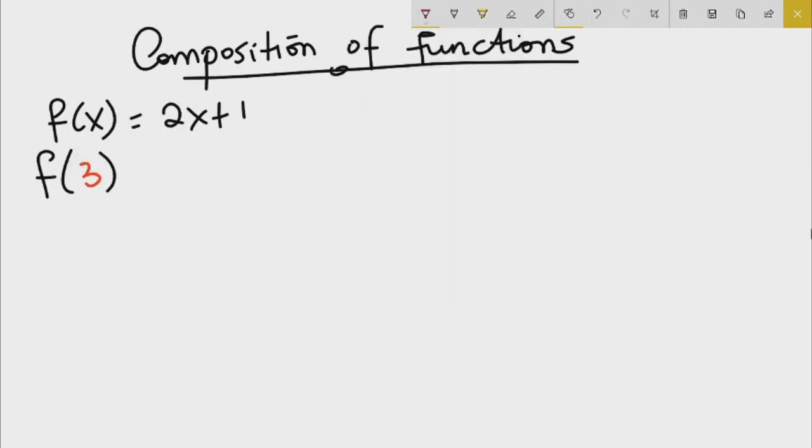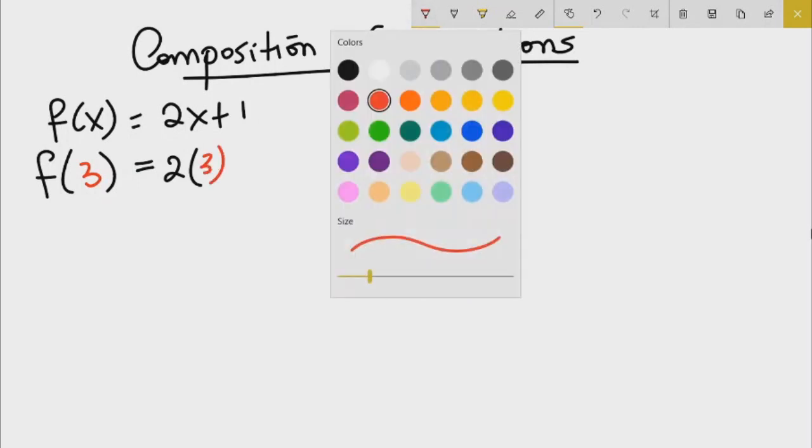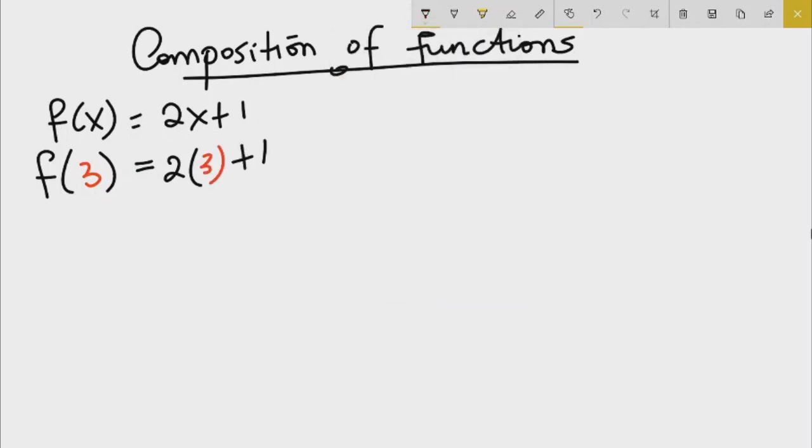So what you want to do is to replace any x that is in this function f of x by 3. So this will give us 2 multiplied by 3 plus 1. So in that case, our f of 3 will be 7, because 2 multiplied by 3 is 6. 6 plus 1 will be 7. So the composition of function is very similar to evaluating function, but instead of being given the value of x as just a number, you are now given another function to put into this function.